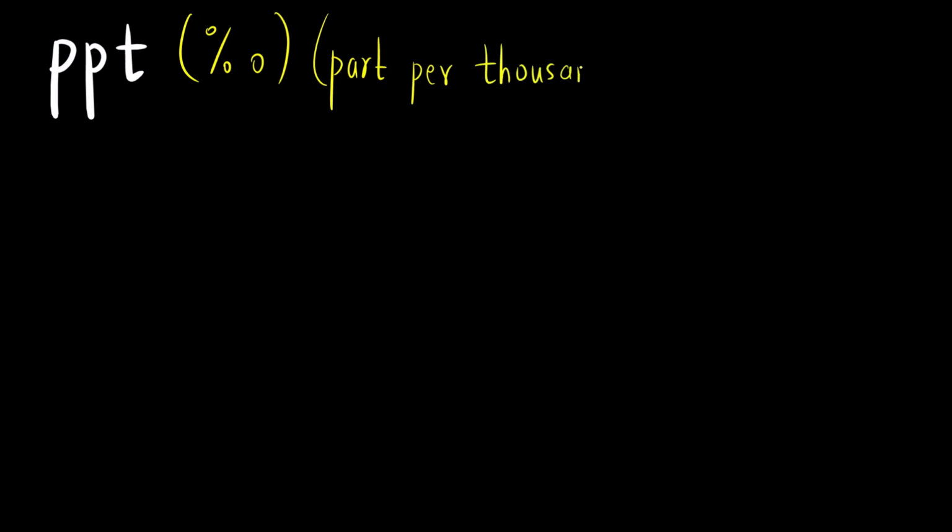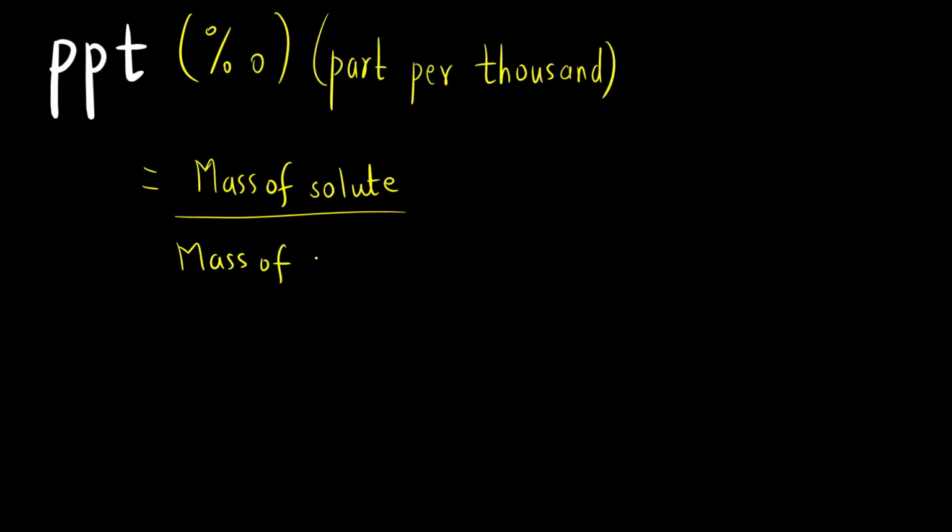Next is ppt. What is the symbol of this? This is percentage like this, and then you add a circle like this. This is the symbol for ppt. Now what is ppt? ppt is part per thousand. And what is the formula for part per thousand? It is mass of solute divided by mass of solution into 10 raised to 3. 1000 is 10 raised to 3.